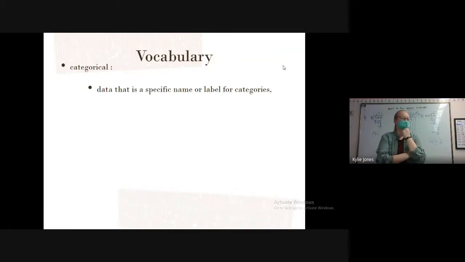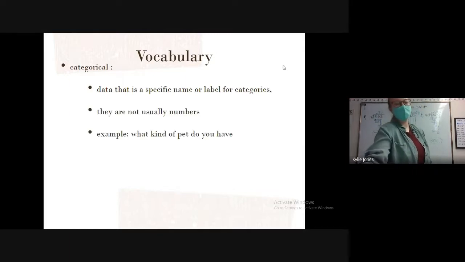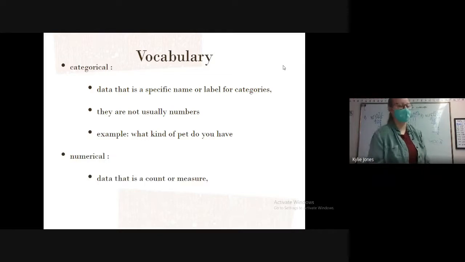If you ask what month you were born in, that's a category because people are born in different months. The other type of data that you can collect is numerical. This is an actual number. People give you a number as an answer. So if you ask how many letters are in your first and last name, people are going to give you a number, not a category of something, right?